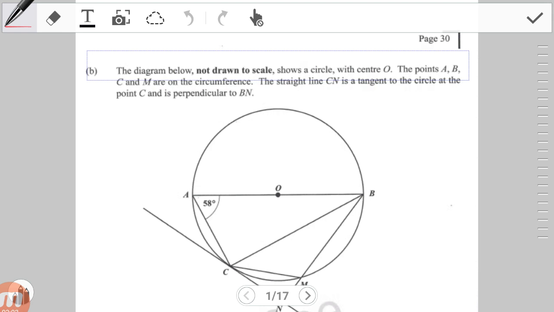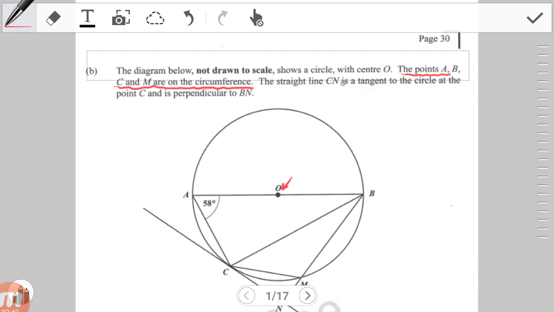We're going to start off, obviously, by reading the instructions about the question. It says that the diagram below, not drawn to scale, shows a circle with center O. Let's just identify that from now. Center O. The points A, B, C, and M are on the circumference. This is also going to be a very good key. You need to get familiar with this particular statement. That's also a clue to what we're going to be using to solve for any particular angle in the question.